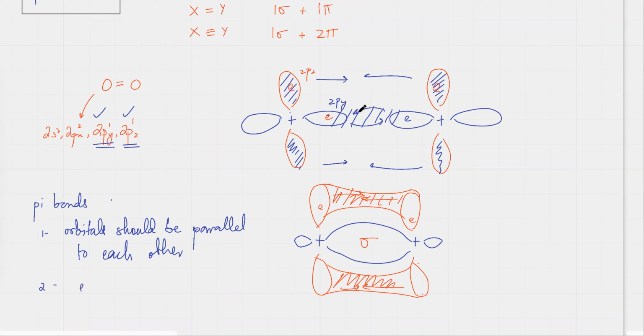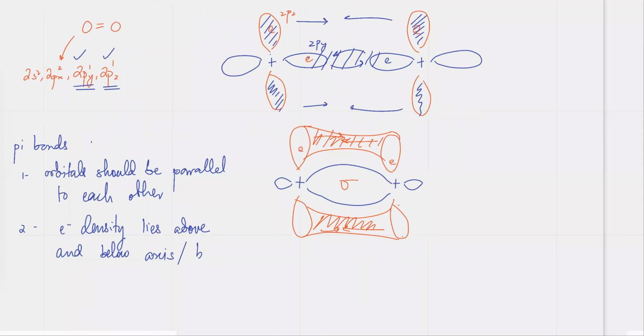The second property is that the electron density, or the probability of finding the electron, lies above and below the axis between the two nuclei. Because the middle part is already occupied by electrons, that space is not available. You can't put more electrons over there. So the electron density is going to merge above or below, between the two nuclei, but above and below.